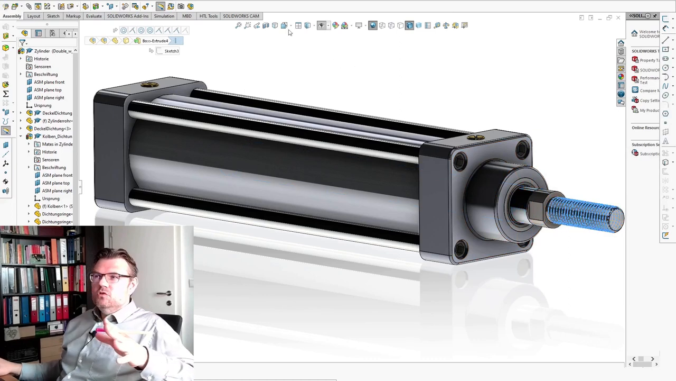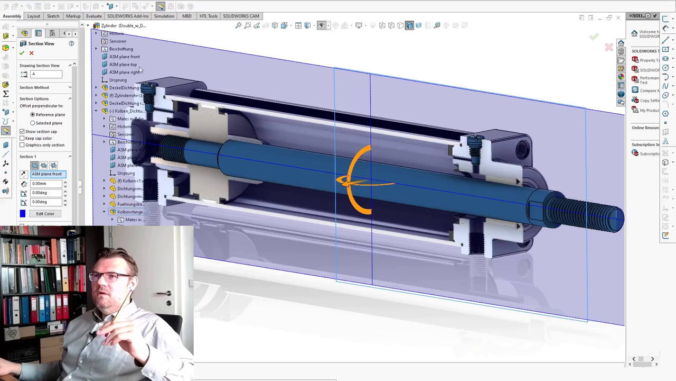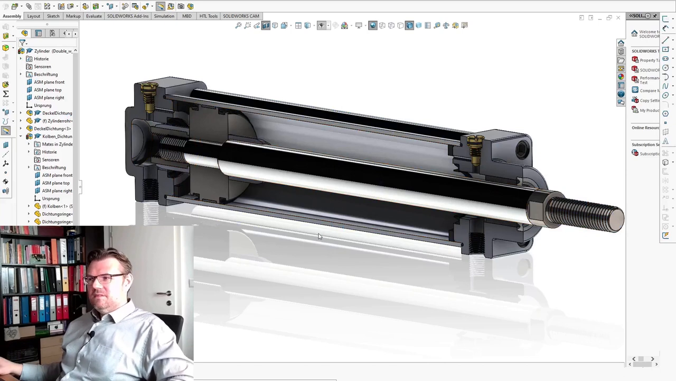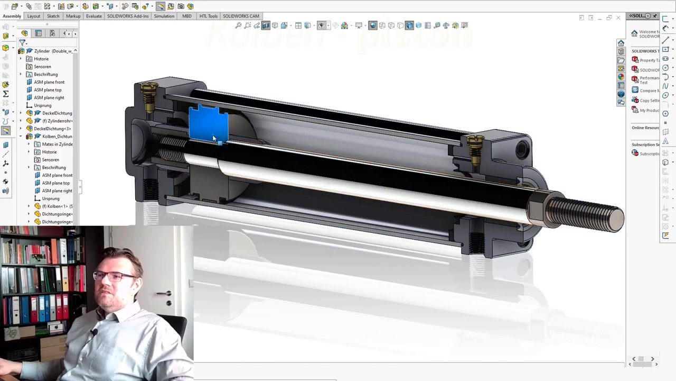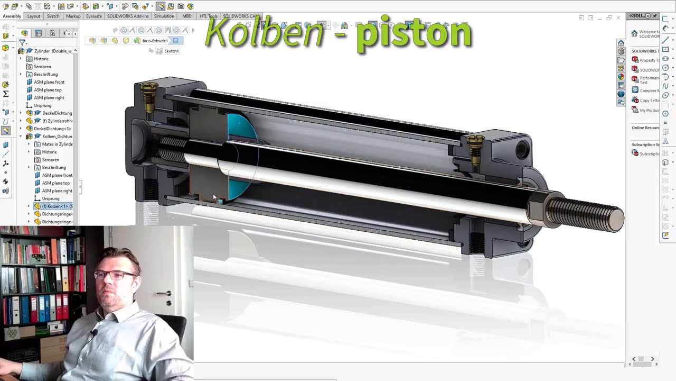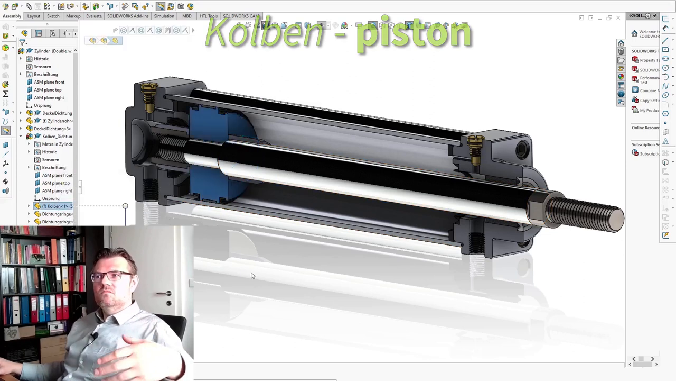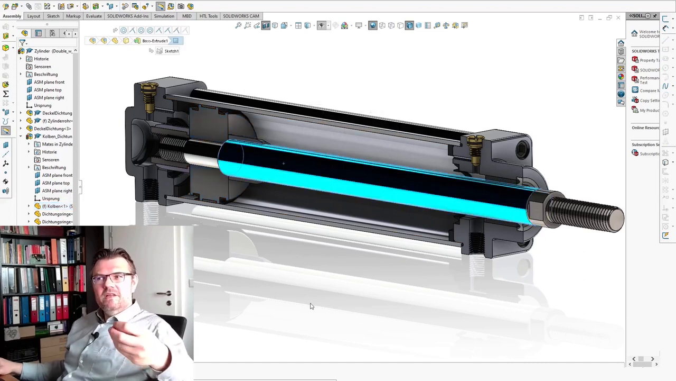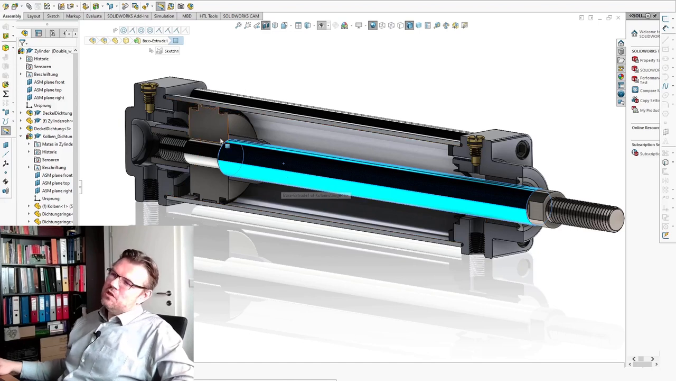To take a closer look, we'll cut this open. And then we see further parts. There is the piston itself. It's this part here. This is the piston rod, Zylinderstange. The piston rod is the one part which is leading from the piston to the outside world.